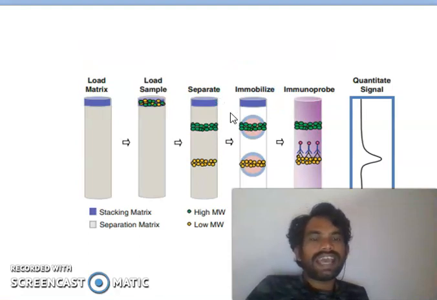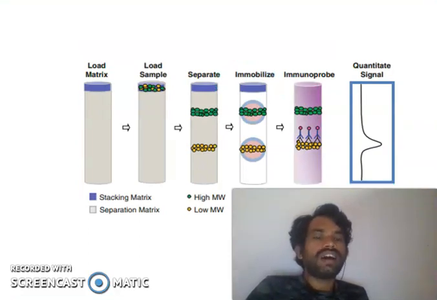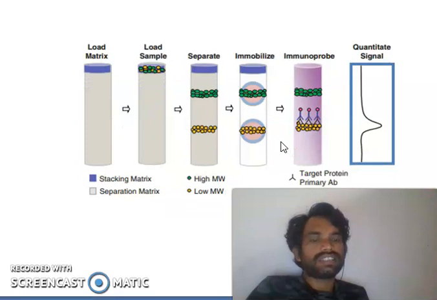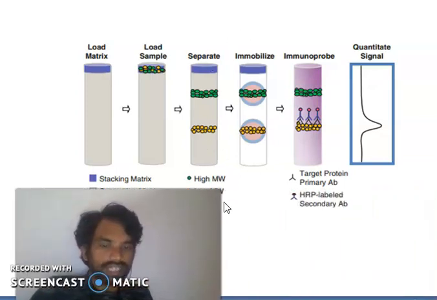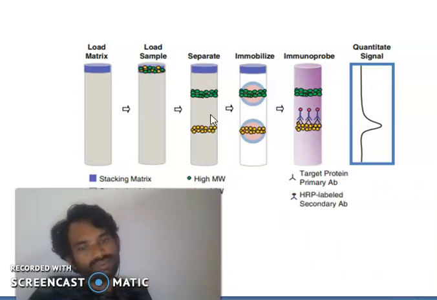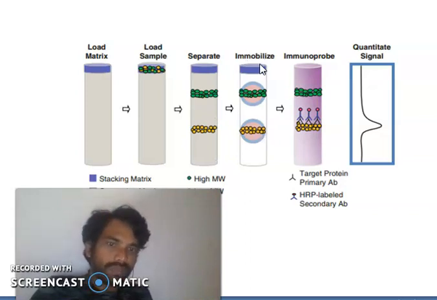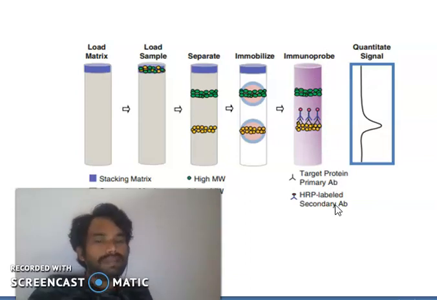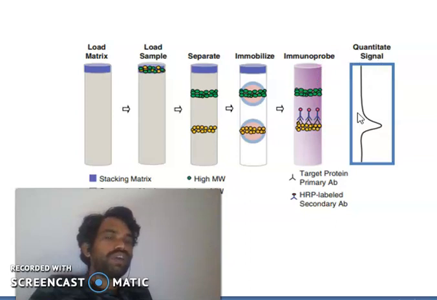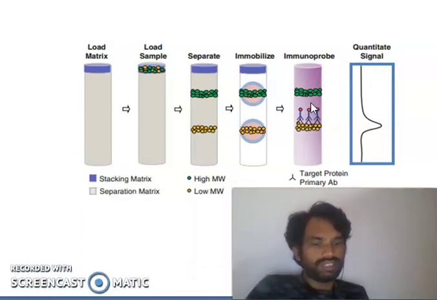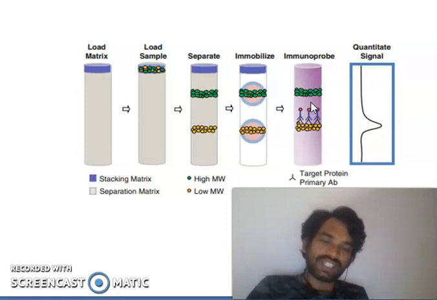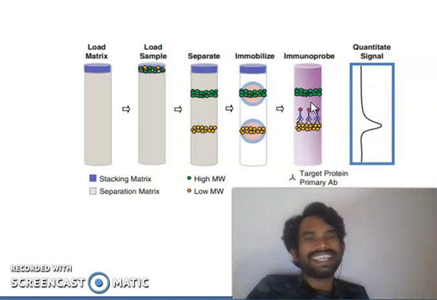You can see the procedure of the Western blot technique. Here there is a loading matrix, and then after sample loading, the proteins separate according to size: the low molecular weight proteins move fast and the high molecular weight proteins move very slowly. Then you can see mobilize, immunoprobe. Immunoprobe means adding the primary and secondary antibodies. Then quantitative signals come, which you record with a UV spectroscope. This is the procedure for the Western blot technique.